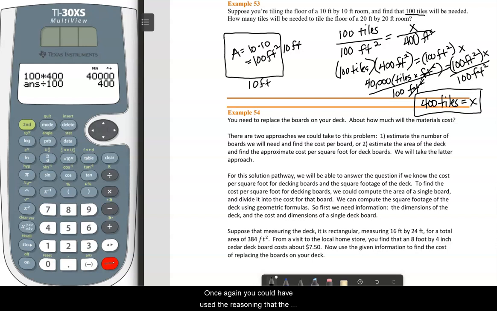And once again, you could have used the reasoning that the room is 4 times the size of the first room. So we take whatever we got in the first room and multiply it by 4. And you end up with 400 tiles that way as well.